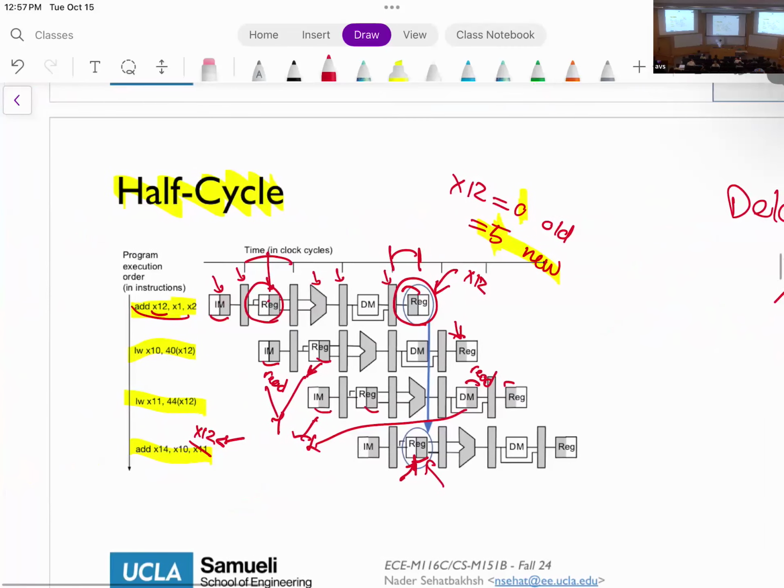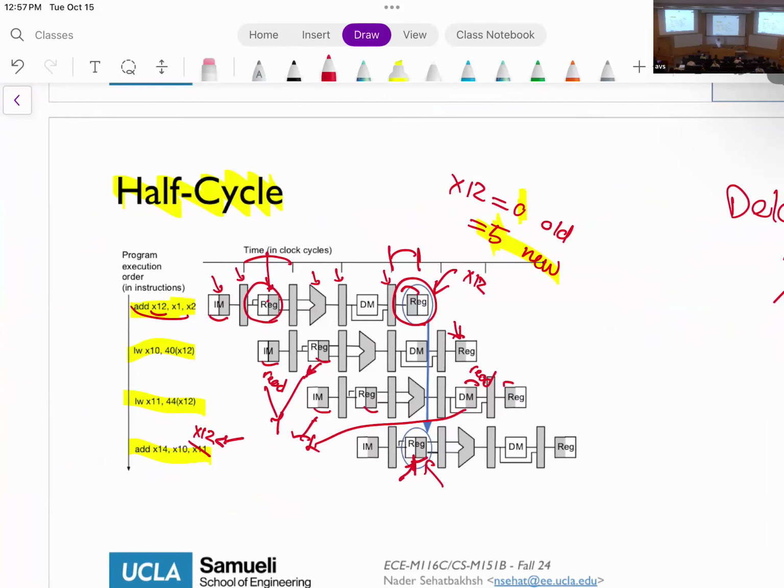Correct. So the question is that this only works, for example, for this particular case between these two instructions. But between these two it doesn't work. So that's a separate problem. We're going to fix that problem later. But this is more about if I happen to read and write to the register file in the same cycle, I'm not going to have any problems because of the half cycle.